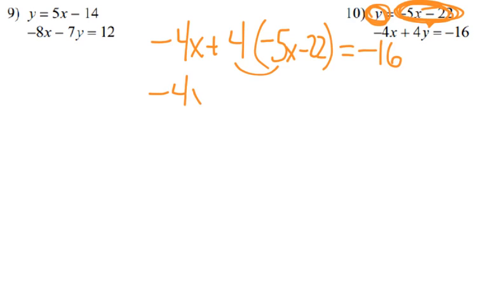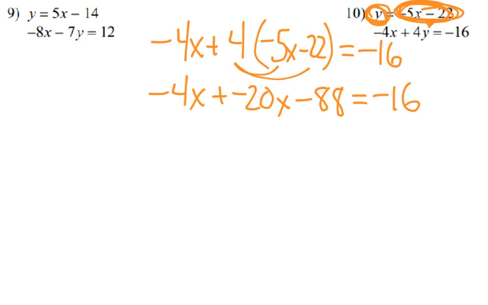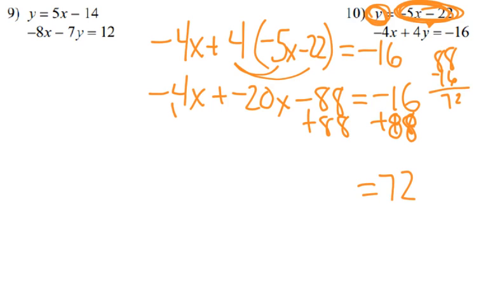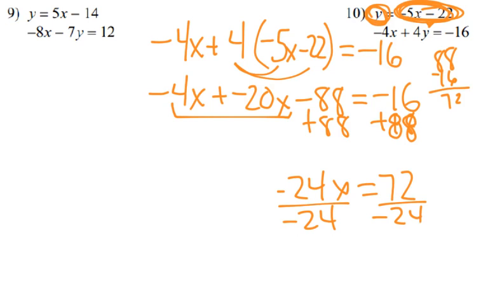Okay, so we get negative 4x plus 4 times negative 5, negative 20x. 4 times negative 22, negative 88 equals negative 16. Add the 88 to both sides. Oops. So 88 minus 16 would be 72. Then negative 4 and negative 20 would give us negative 24x. Divided by negative 24. Positive divided by negative is a negative. 72 divided by 24 is negative 3.